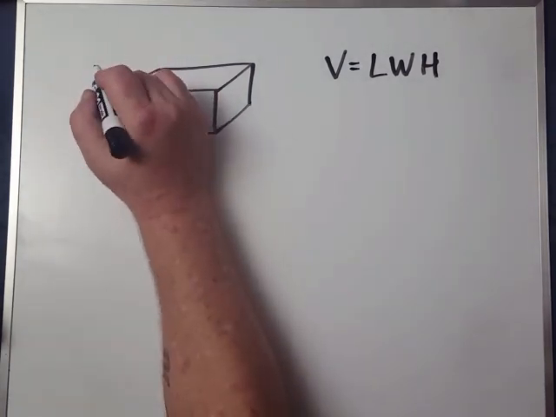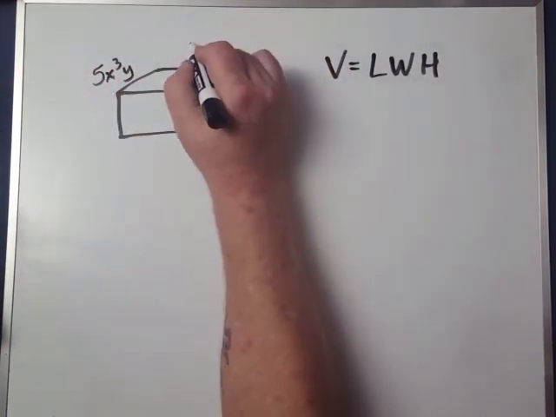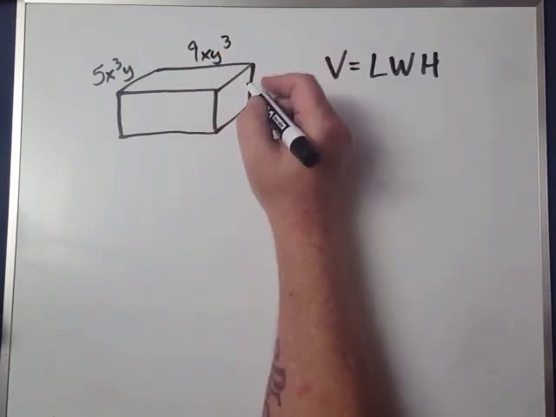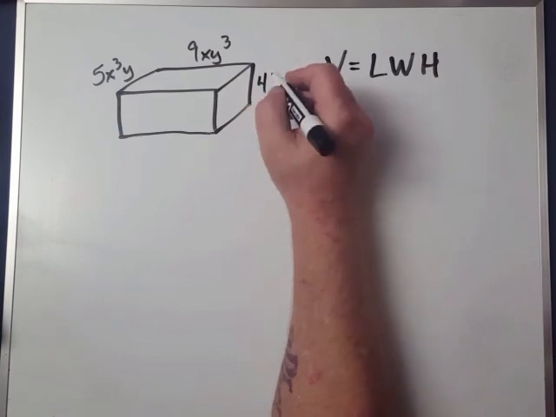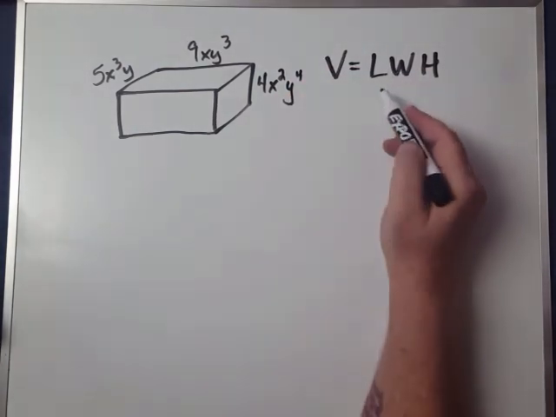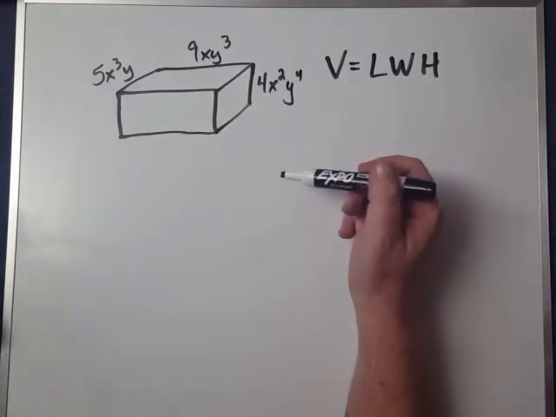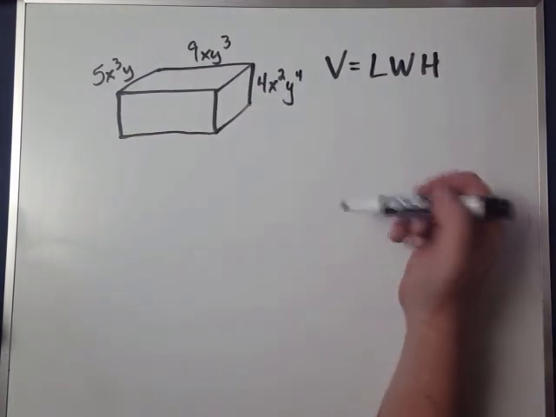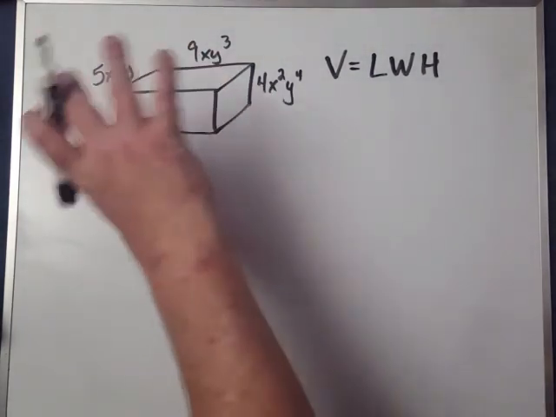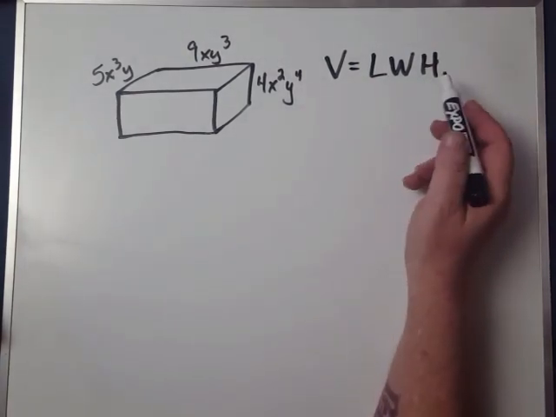We are given 5x cubed y on that edge. This edge measures 9xy cubed. And what I would probably call the height here, 4x squared y to the 4th. Length, width, and height are all interchangeable. It doesn't matter which one you call what. Okay? The length is not the longest side. The height is not necessarily from the ground up, because I could turn this on its side and then that would be interpreted differently. The length, the width, and the height, they're all interchangeable.